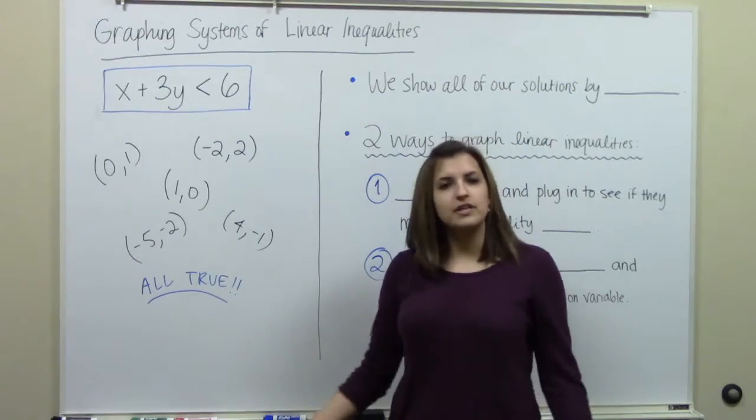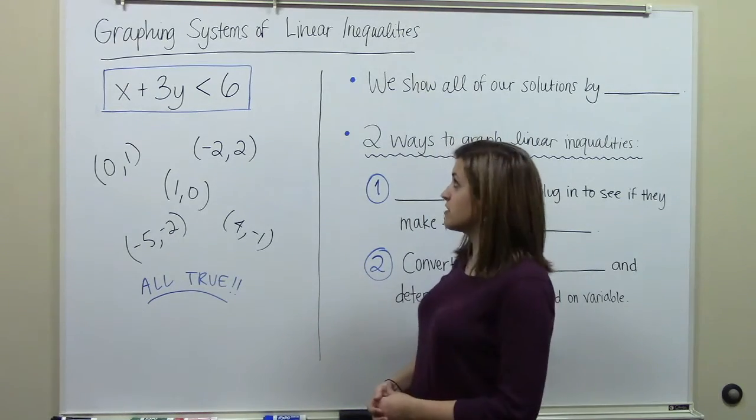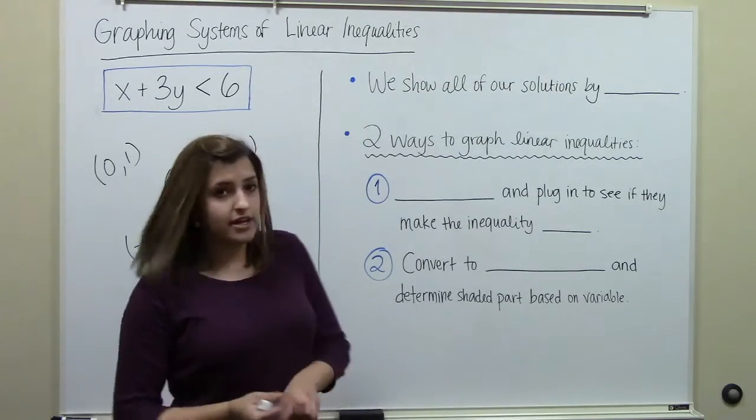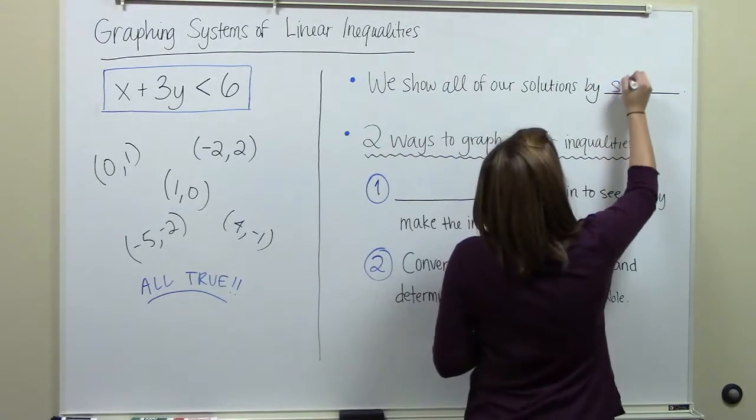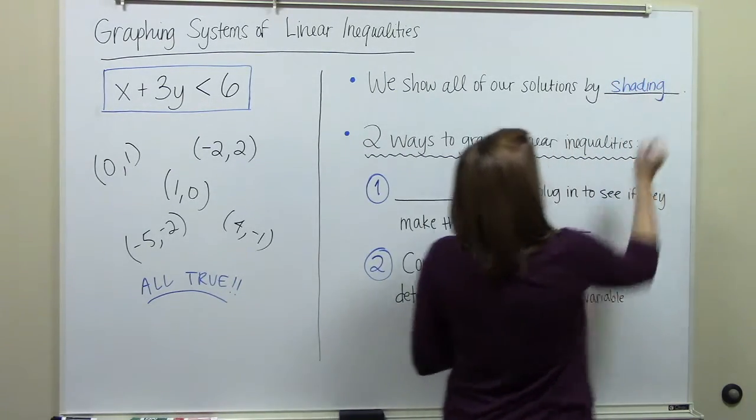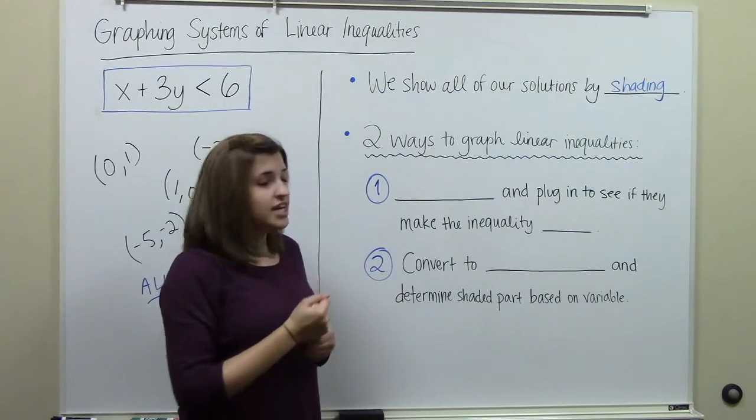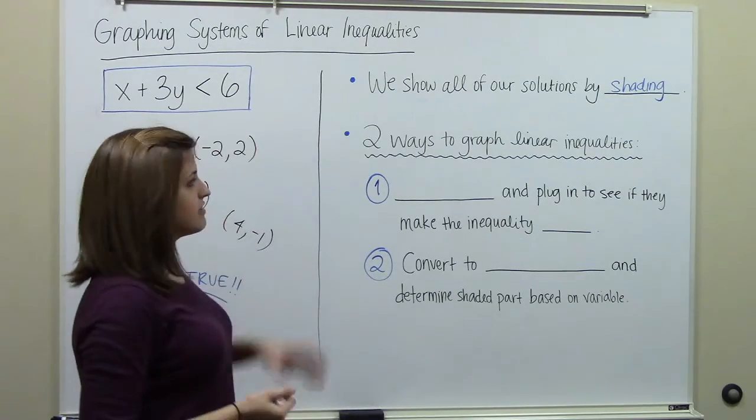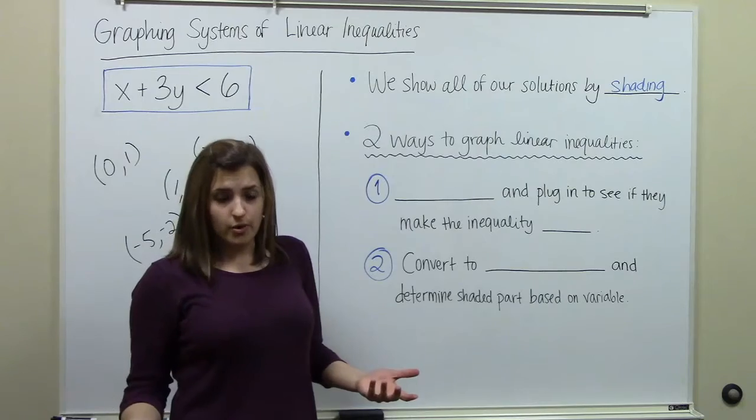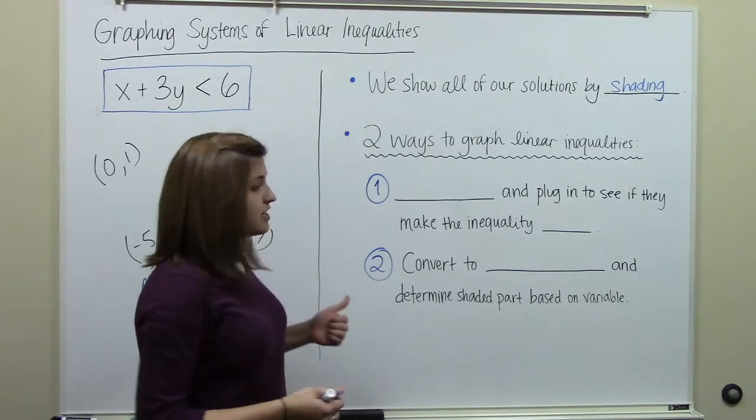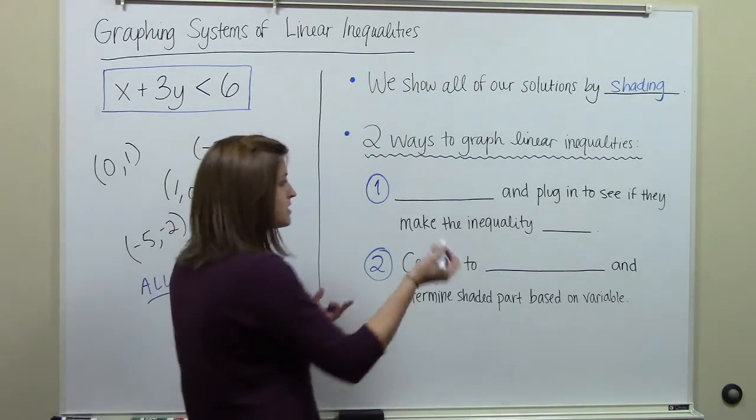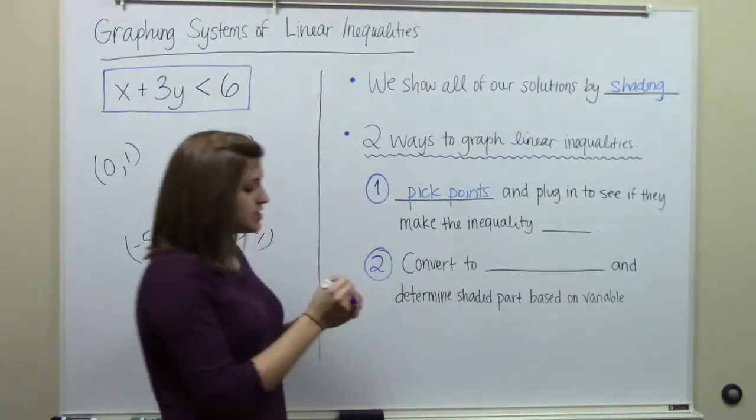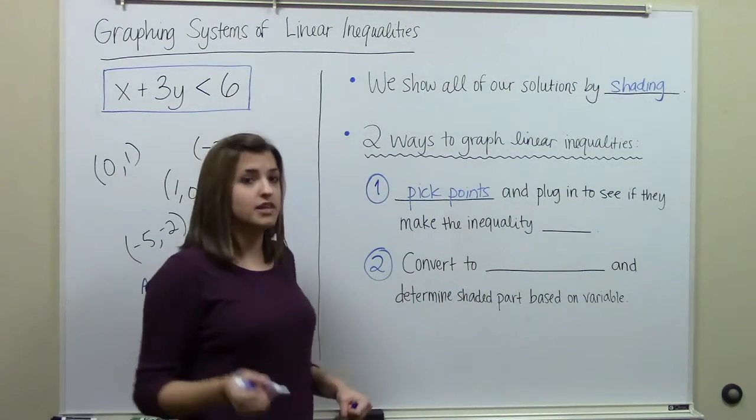So they're all true. So how do we express the solution set of a linear inequality? Well, we show the solution set on a graph by shading. And we'll go over this in a bit. I know some of us have seen it before. We show our solutions by shading, and there are a few ways to graph linear inequalities based on the information that you're given. If we're given an equation, say in standard form, there are two things we can do. We can either pick points above and below our boundary line, and plug them in to see if they make our inequality true.